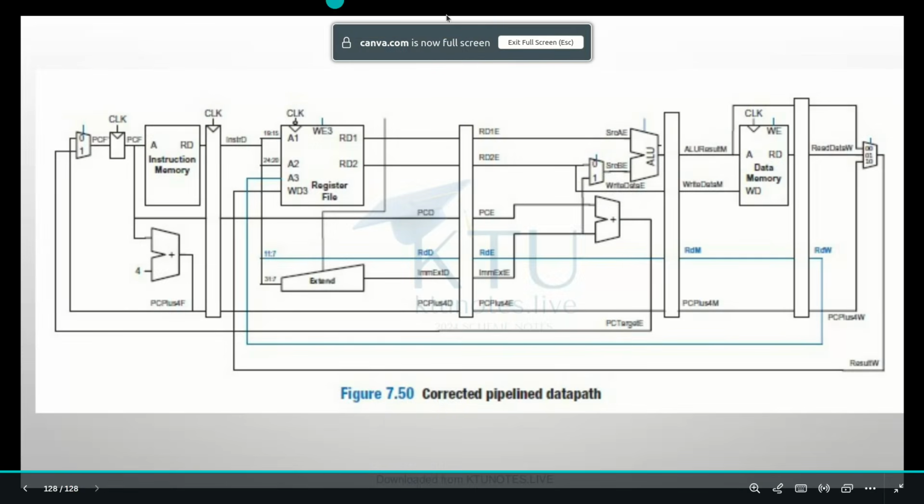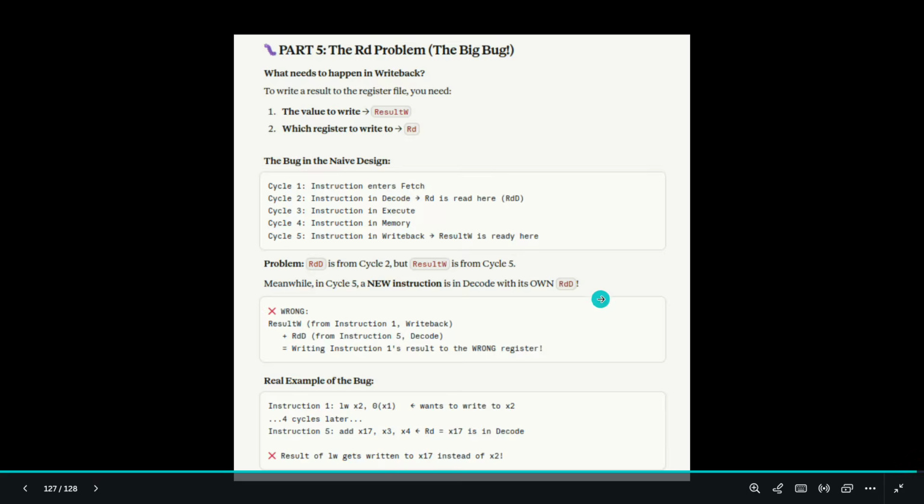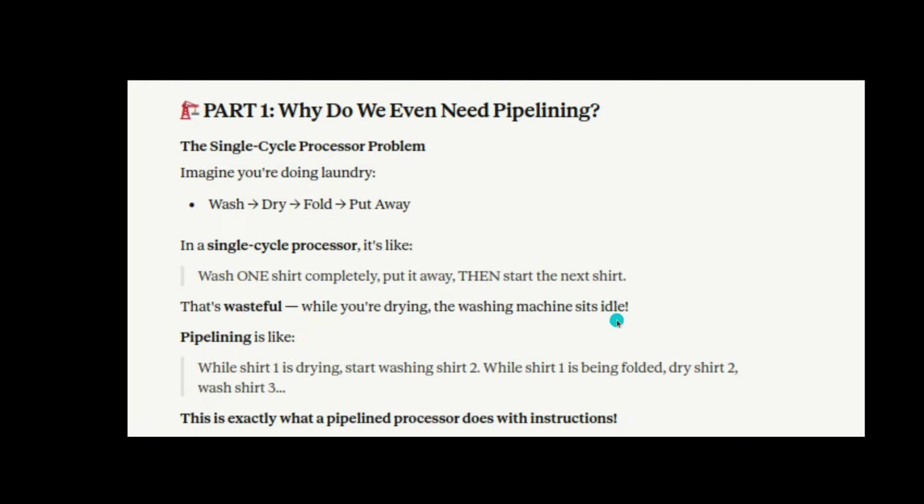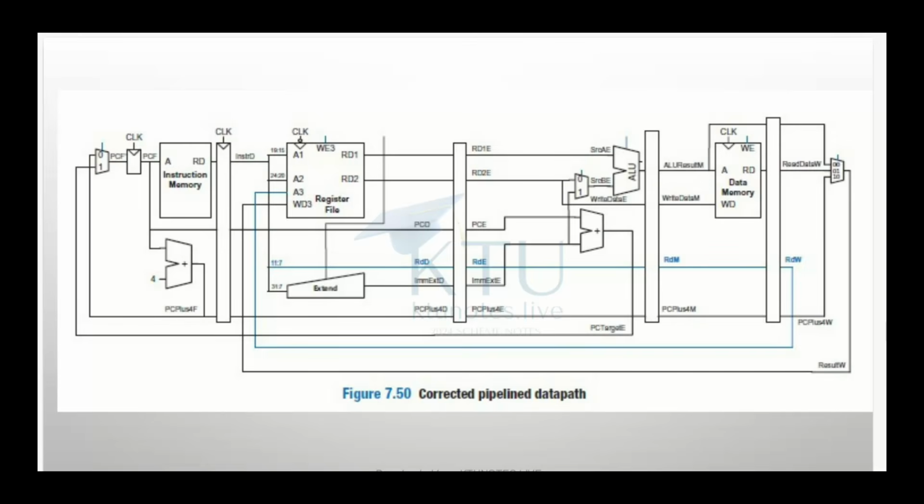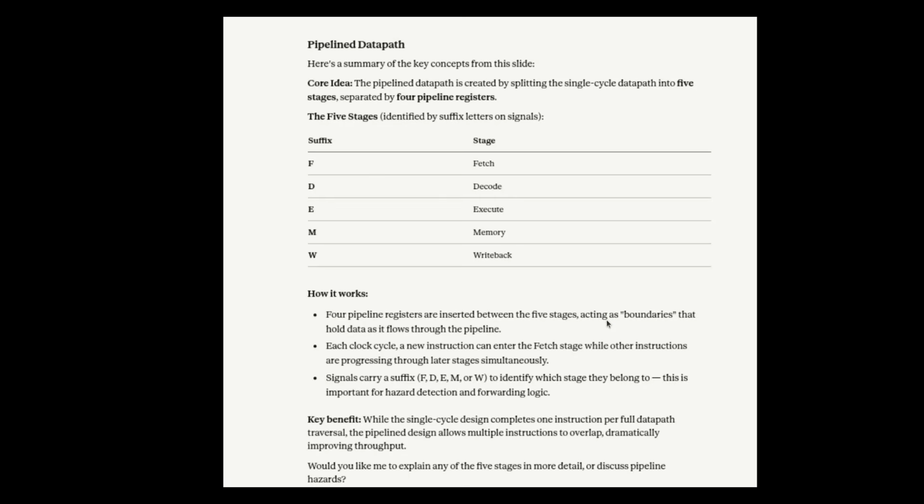Okay guys, in this video we will understand pipelining. So we are going to understand pipeline. I have already told you in my previous classes about pipelining. That is, pipelining is where multiple instructions are simultaneously getting executed. That is what pipelining means.